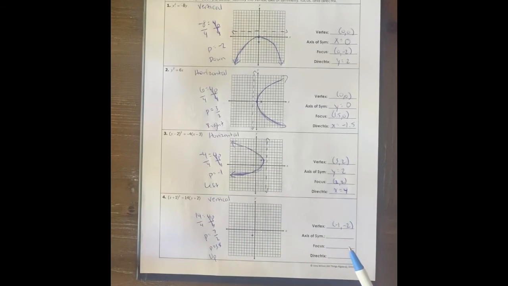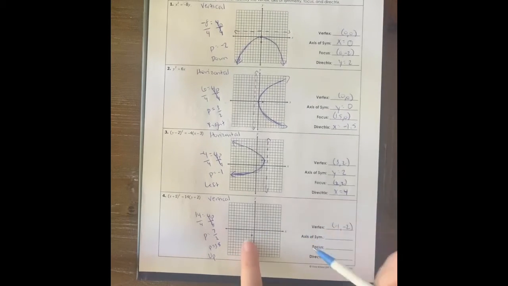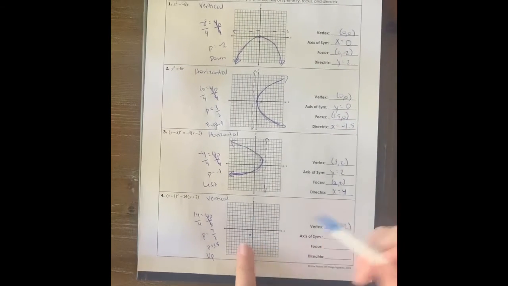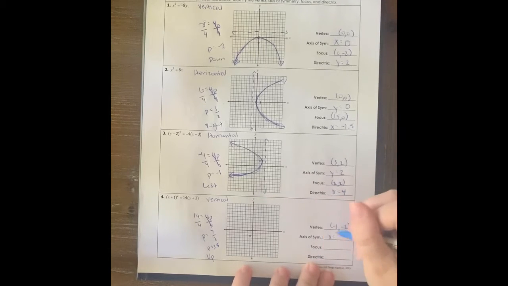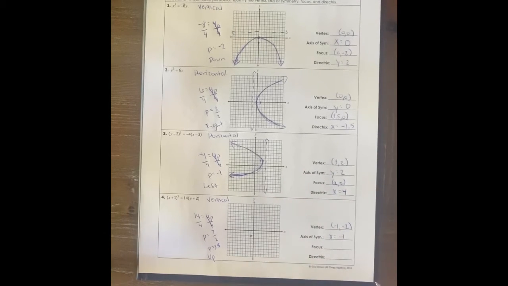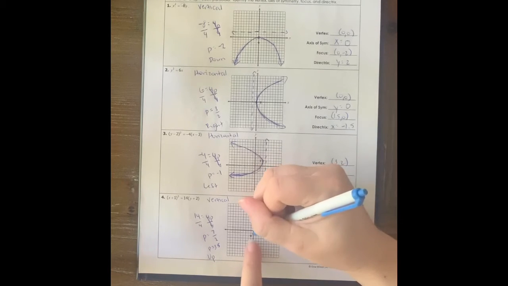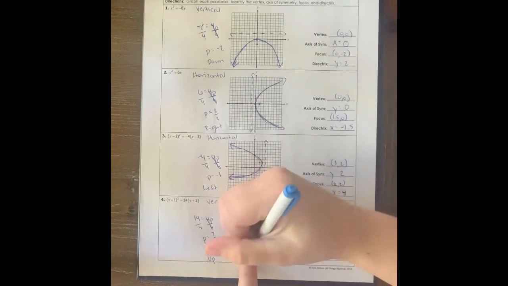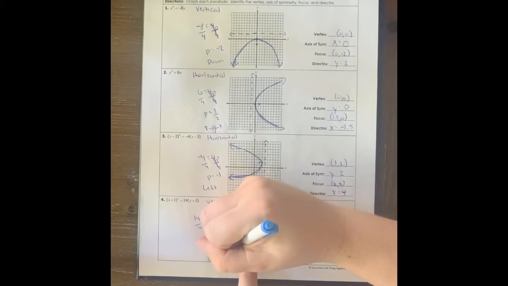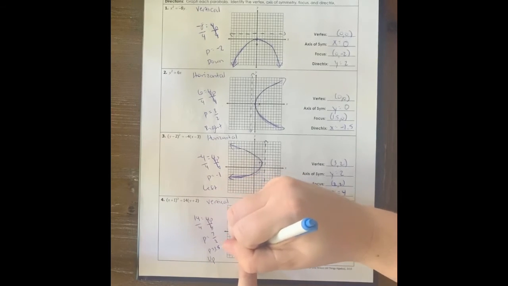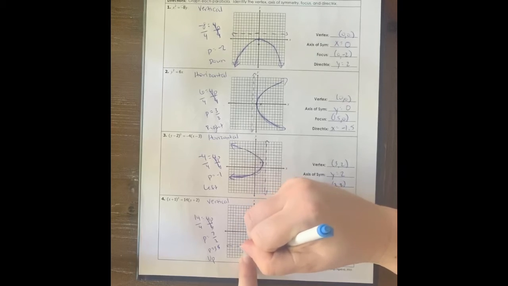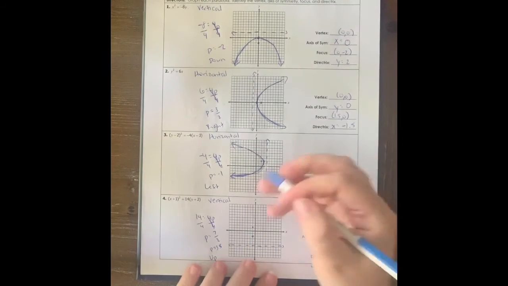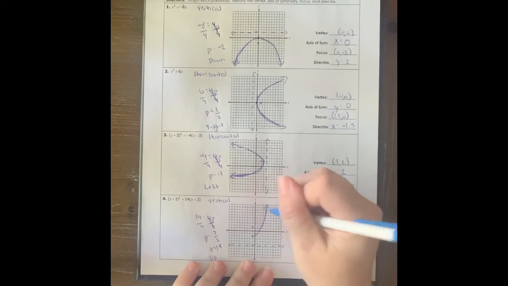All right, since it's going to be vertical here, our axis of symmetry is going to be a vertical line. So it's going to be x equals the x value of our vertex, which is -1. Our focus, it's open up, so it's going to be up 3.5 right there. Our directrix is going to be down 3.5 right here. Okay, and it's going to look like this.